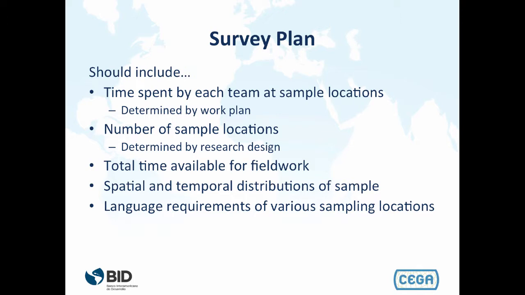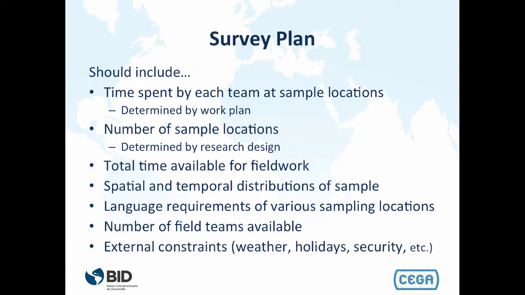And the survey plan should also take into consideration language requirements of various sampling locations. So if a field team is going to be required to respond to different local languages depending on where they are during fieldwork, this certainly has to be taken into consideration with the survey plan and with any corresponding field team composition requirements and questionnaire translation requirements. The survey plan should also include the number of field teams that are required and any other external constraints that should be considered. In many contexts, weather and seasons are major factors in planning field work, as well as holidays and other security issues. All of these should be used to inform the timeline for the survey plan itself.